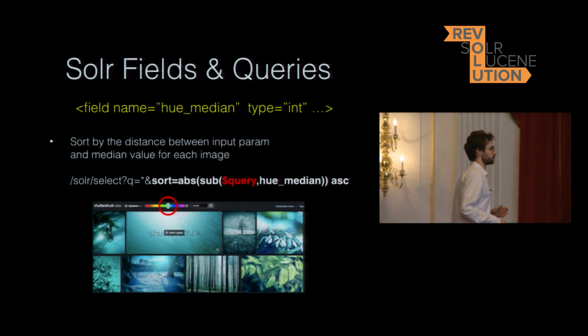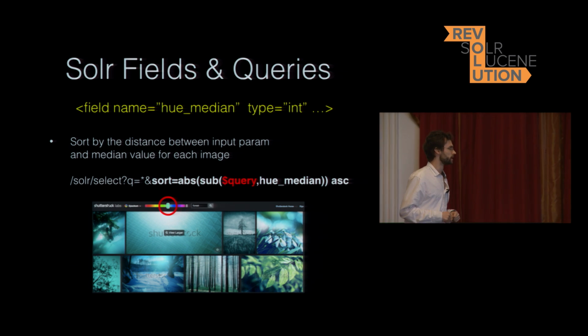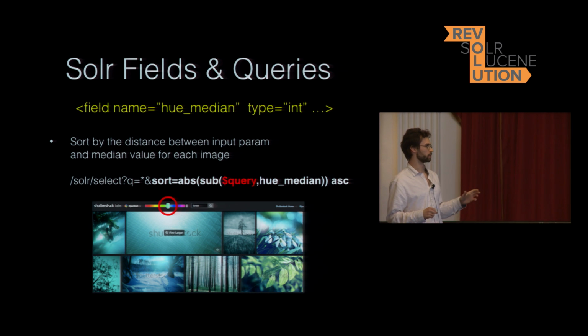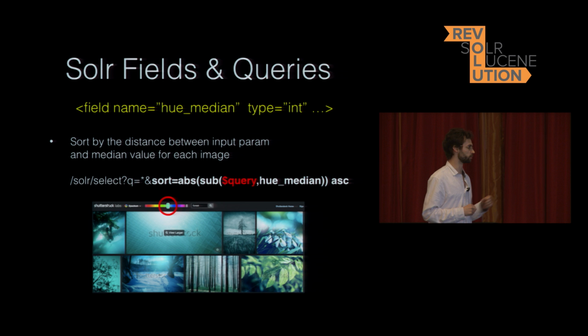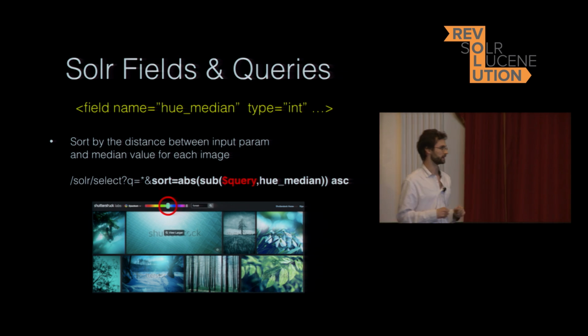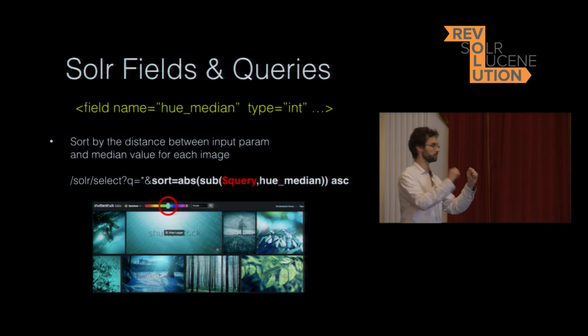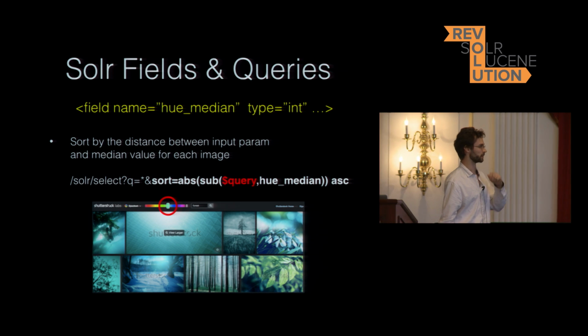And again, if you're setting this up in Solr, you can set up a very simple field that's just an integer or a float. And one way to query this is to just sort by the distance between the input parameter and the median value in your image. And this is what we did for Spectrum over here. We have our slider position, and we're basically sorting by the distance between that position and the values in each document in our index, and then just sorting by the closest match.